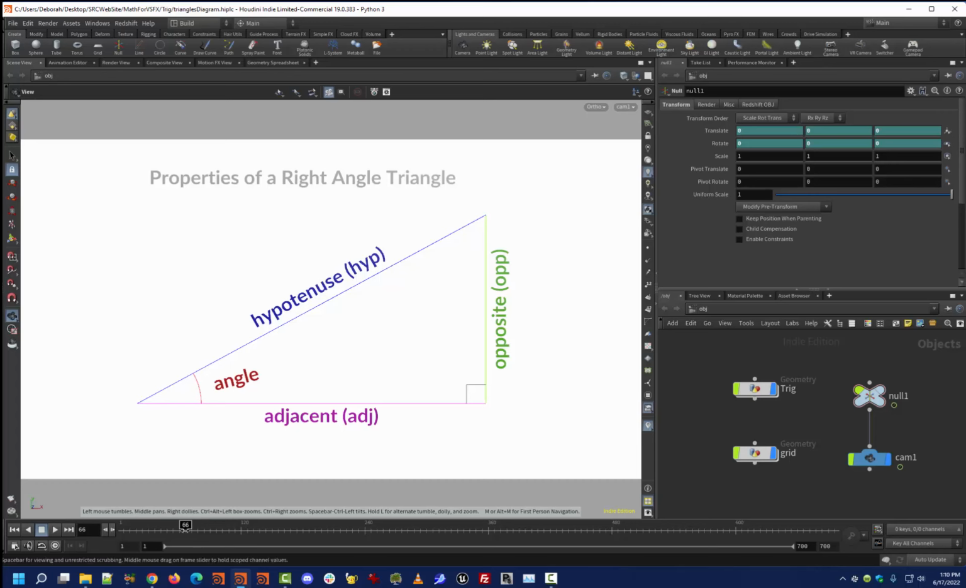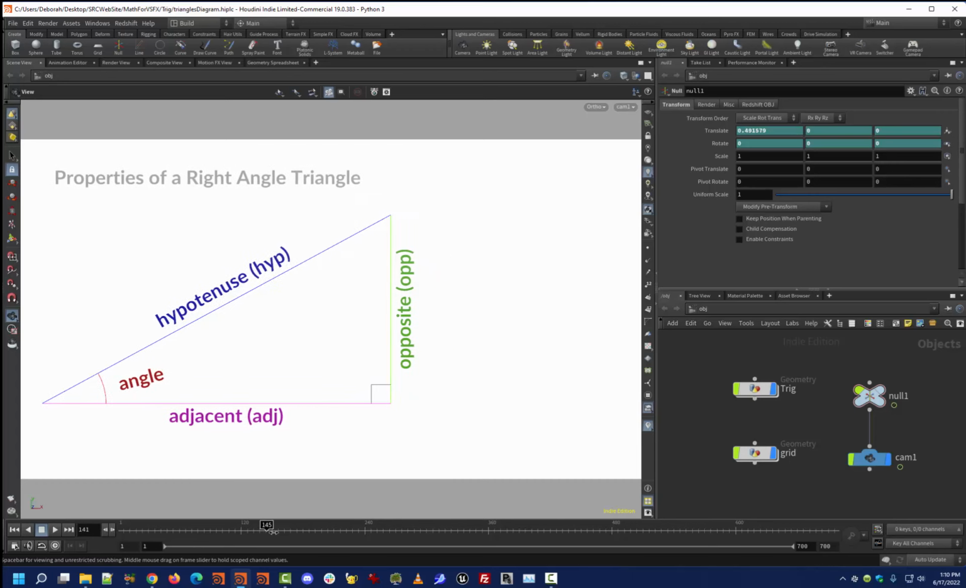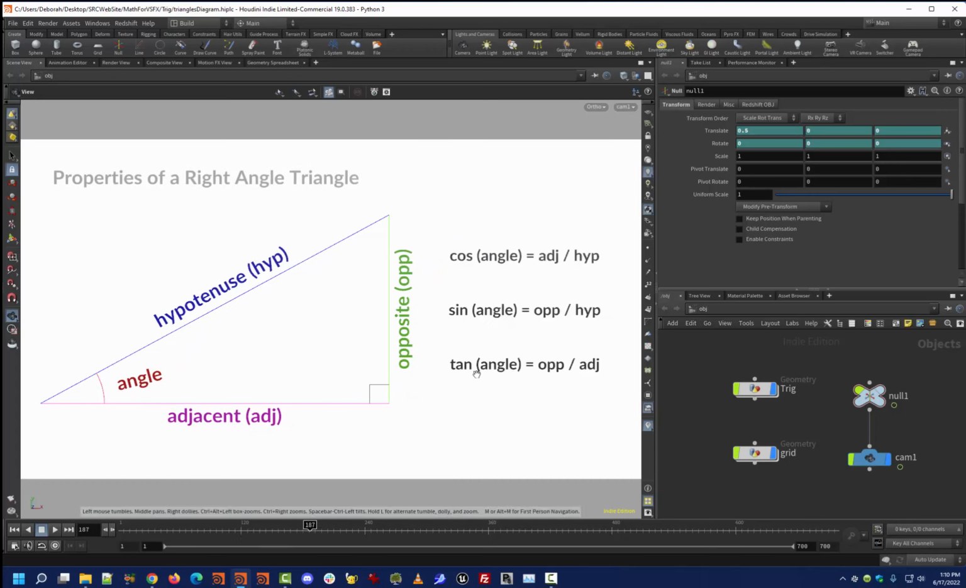So what can we do with this? Well, there are certain properties that exist. You might remember these from high school. Cosine of the angle is adjacent over the hypotenuse. The sine of the angle is the opposite over the hypotenuse. And the tangent of the angle is the opposite over the adjacent. We're going to mostly use this one today.